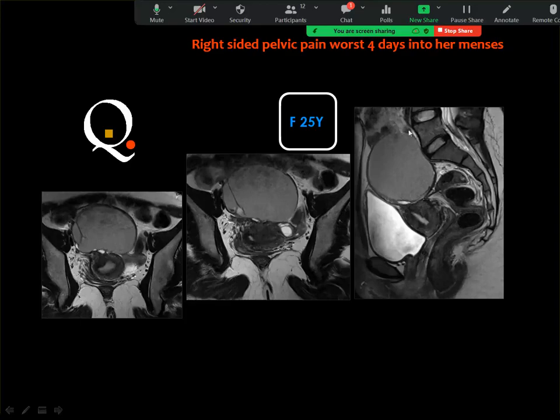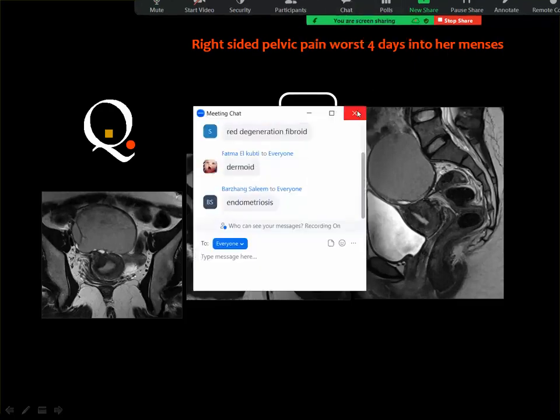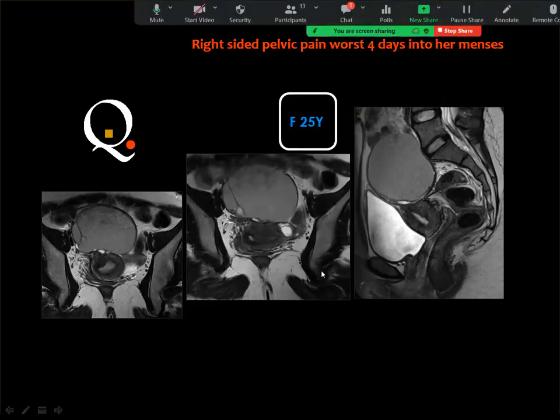Next case is a female patient, 25 years old, with right-sided pelvic pain, worst 4 days into her menses. Yes, and this is endometrioma.